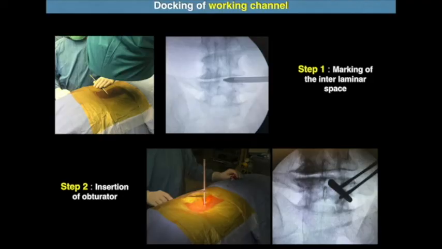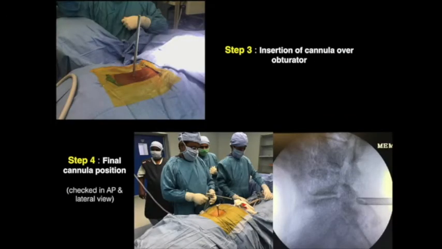Now the procedure is very simple and begins with the docking of the working channel. For this, you have to mark the center of the interlaminar space in the AP view. An 8 mm incision is taken as close to the midline as possible. The dilator is then inserted through the incision till it reaches the surface of the ligamentum flavum. Check X-rays are taken in the AP and the lateral views, and the working cannula with the opening facing medially is passed over the dilator, and again the position is confirmed in the AP and the lateral views. The dilator is then removed.